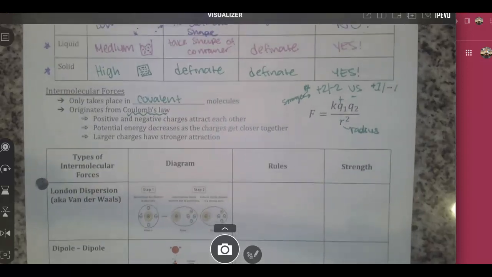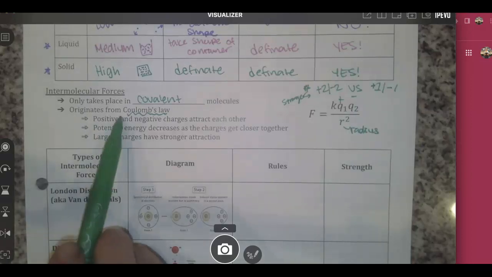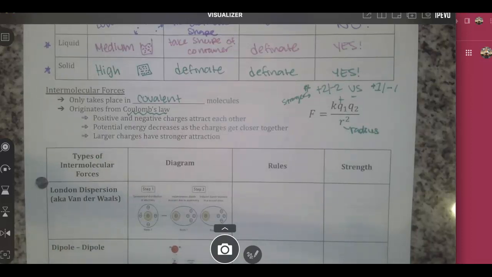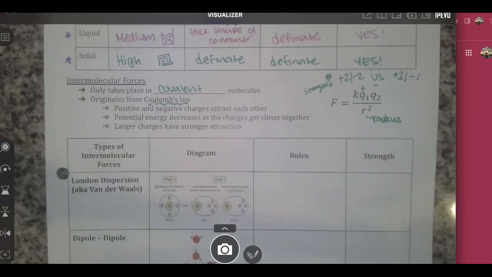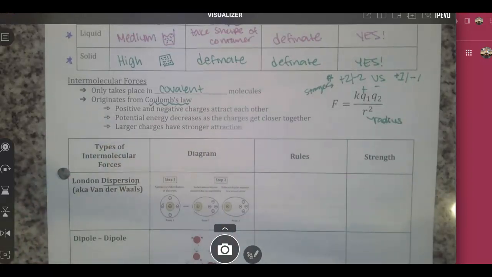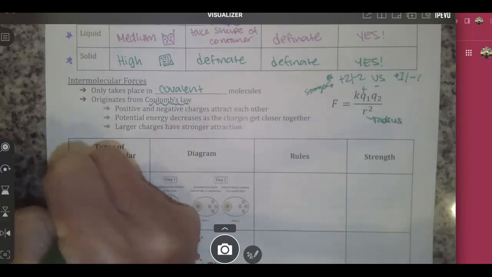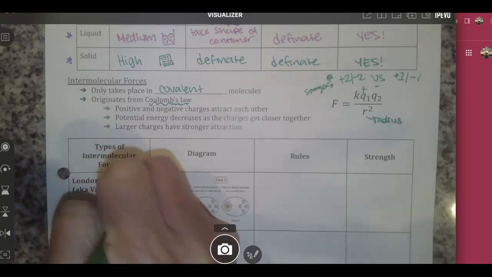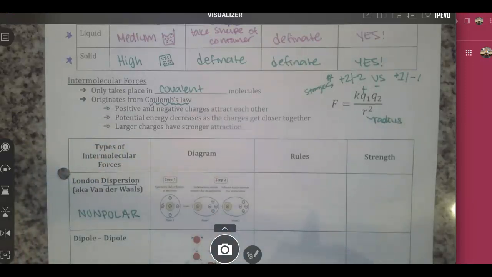Instead of looking at the nucleus or the electrons and where they're going and how they are affecting just the atom itself, we're going to look at what happens when we take Coulomb's law and apply it to two molecules. So the first force that we have is the London dispersion force. It's also known as van der Waals, so you might see that out in your world. Last year, your teacher probably just called it the dispersion force, but its formal name is the London dispersion force. So this is where we have non-polar covalent compounds.